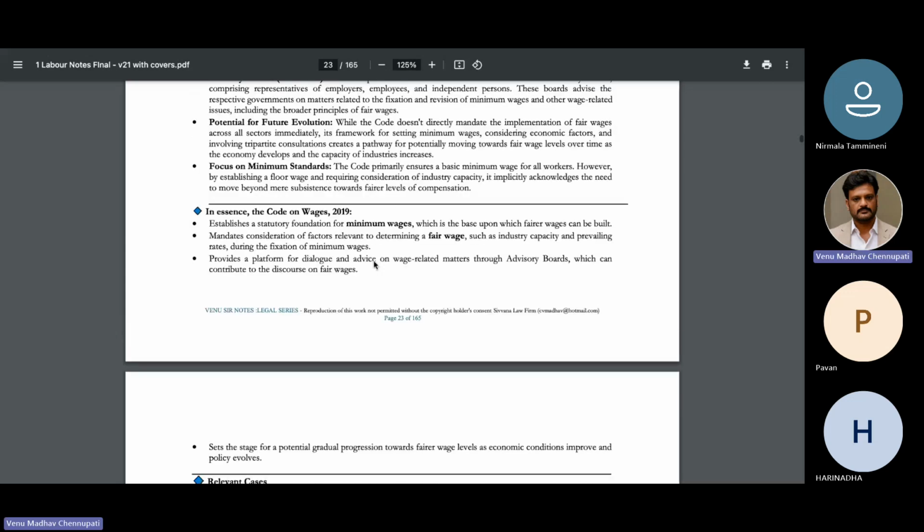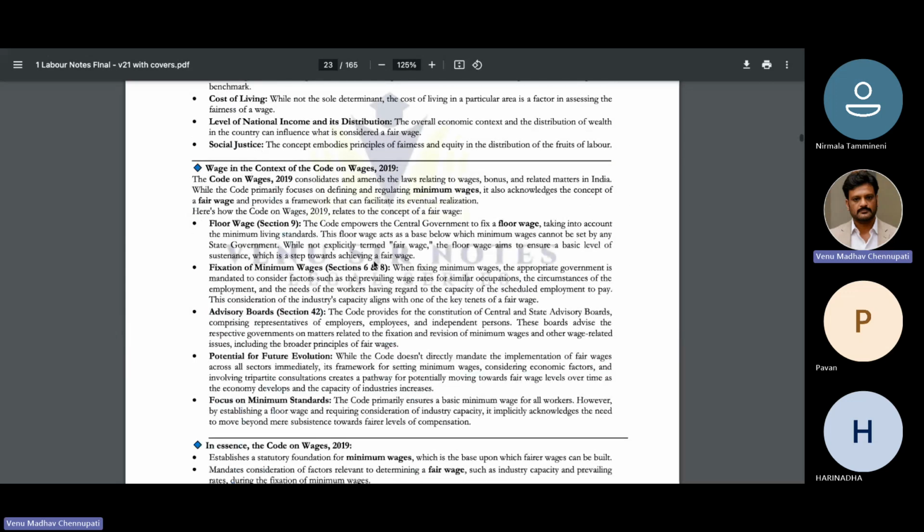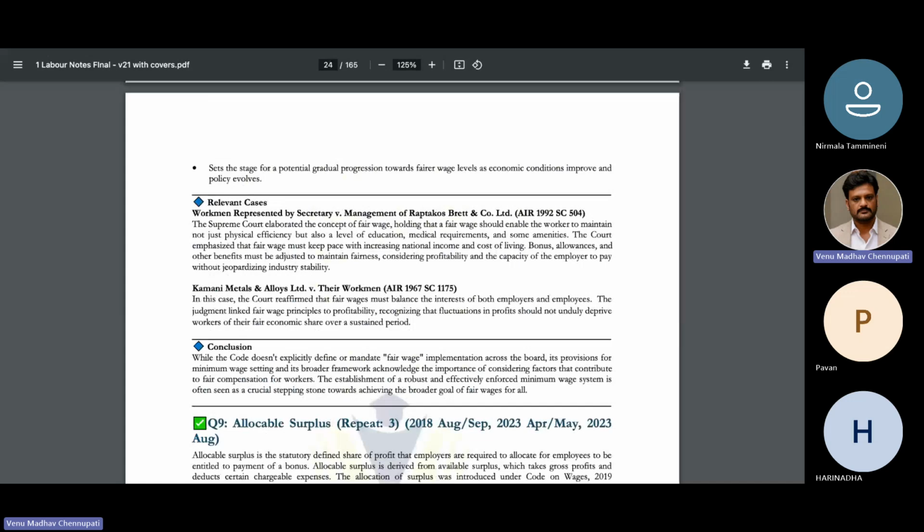Okay, so these are the two cases. The first case is Workmen represented by Secretary versus Management of this one. The Supreme Court elaborated the concept of fair wage, holding that the fair wage should enable the worker to maintain not just physical efficiency, but also the level of education, minimum requirements, and some amenities. The court emphasized that fair wages must keep pace with increasing national income and cost of living, bonus allowances.